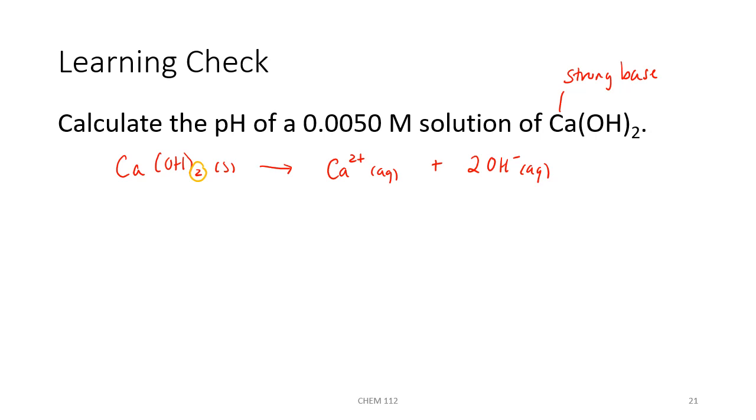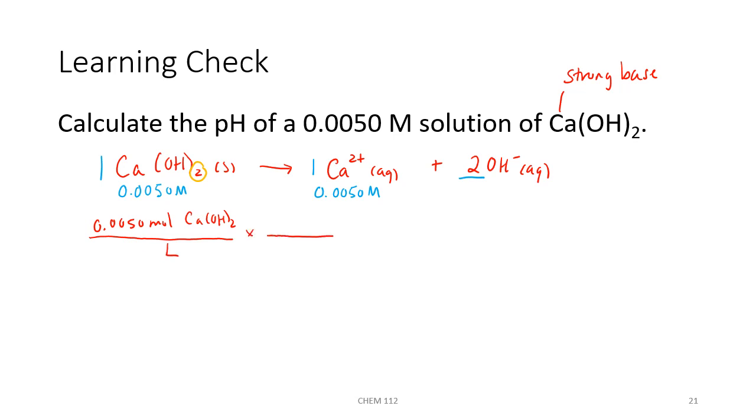2 moles of them for every 1 mole of calcium 2 plus ions. We know the initial concentration of the calcium hydroxide was made up to be 0.0050 molar. The calcium ions are going to be the same concentration, 0.0050 molar, because the calcium hydroxide and the calcium ions are 1 to 1. The hydroxide ions, though, are going to be 2 times that amount. We have 0.0050 moles of Ca(OH)2 per liter.